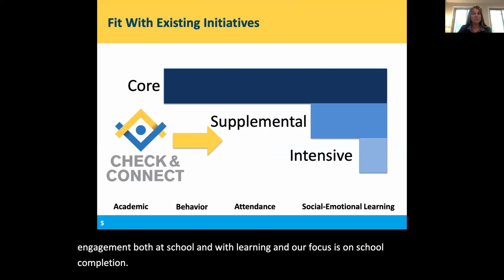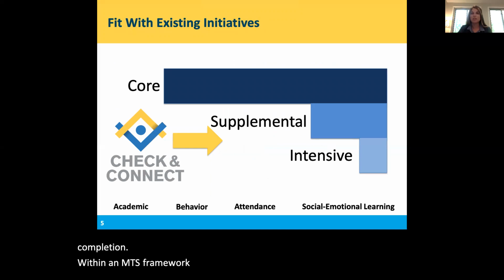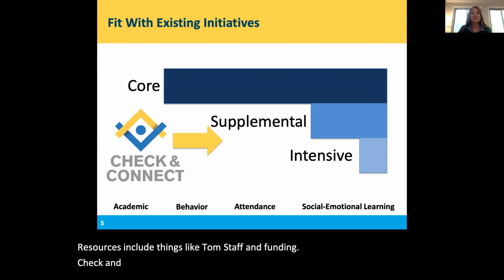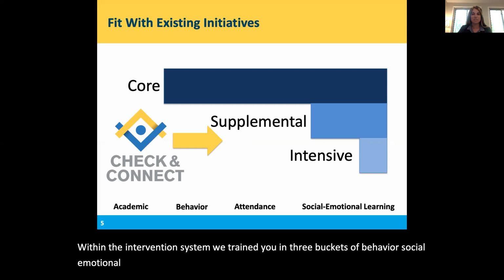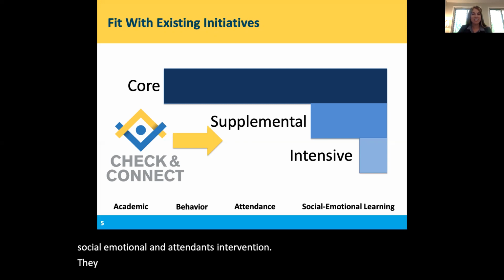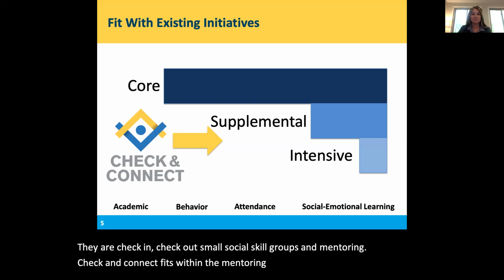Within an MTSS framework, the majority of resources are allocated to core support. Resources include things like time, staff, and funding. Check and Connect fits within the intervention system, which includes supplemental and intensive supports. Within the intervention system, we trained you in 3 buckets of behavior, social, emotional, and attendance intervention. They are check-in, check-out, small social skill groups, and mentoring. Check and Connect fits within the mentoring intervention bucket.